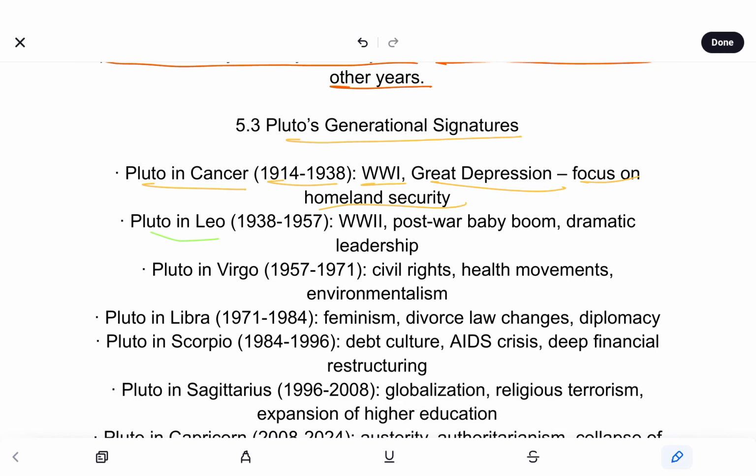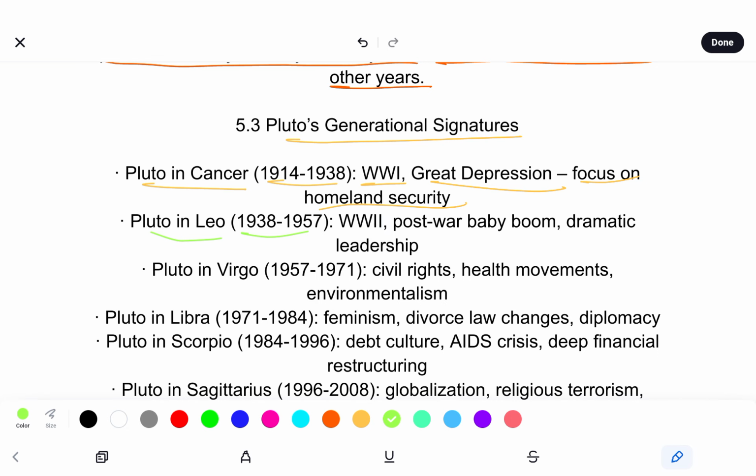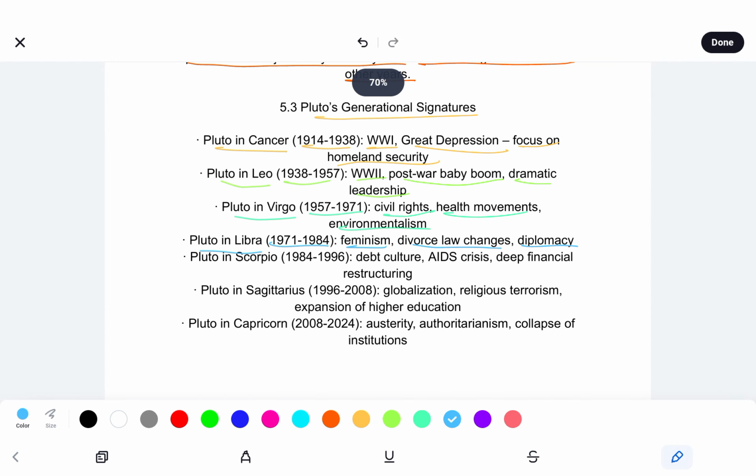Pluto in Leo from 1938 through 1957 brought us World War II, post-war baby boom, dramatic leadership. Pluto in Virgo, 1957 through 1971, brought us civil rights, health movements, and environmentalism. Pluto in Libra from '71 through '84 brought us feminism, divorce law changes, and diplomacy. Pluto in Scorpio from '84 through '96 brought us debt culture, AIDS, crises, HIV, deep financial restructuring.